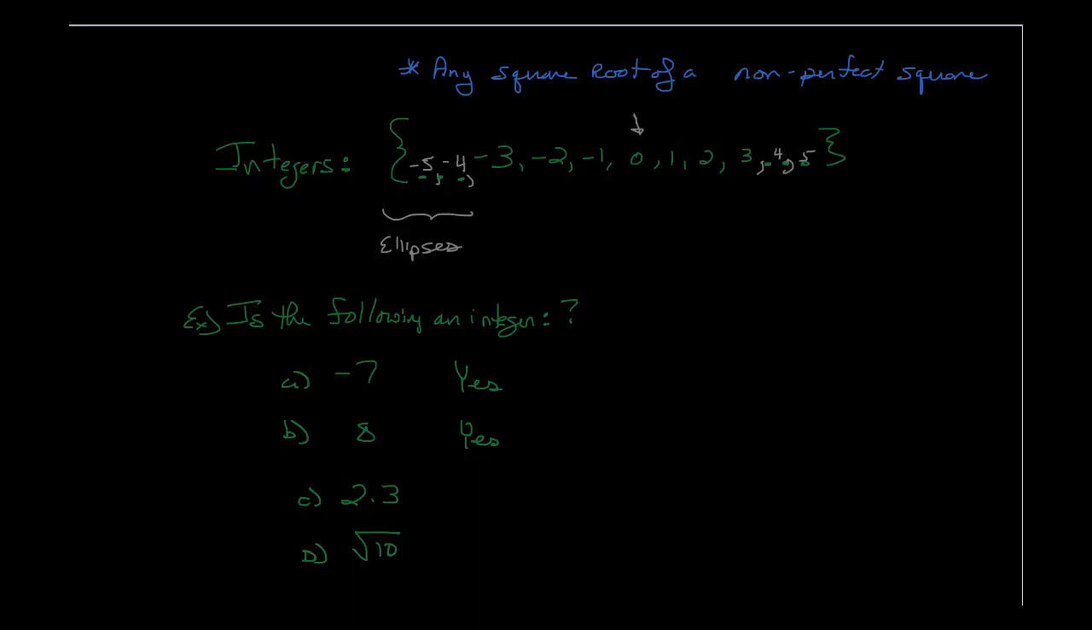Down here, 2.3. Let's look at 2.3. 2.3 is not an integer. This is not an integer because of this 0.3. It has this small fractional additive to it at the end. So this guy, 2.3, is definitely not an integer.